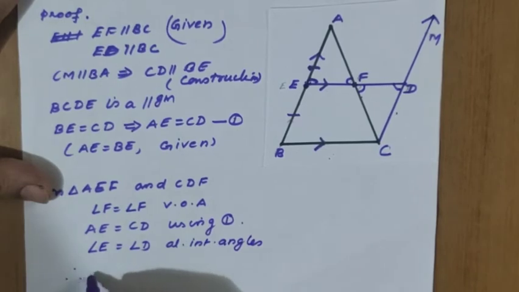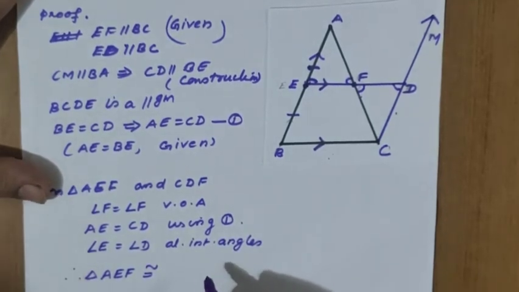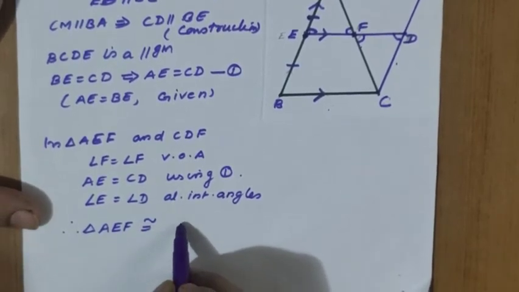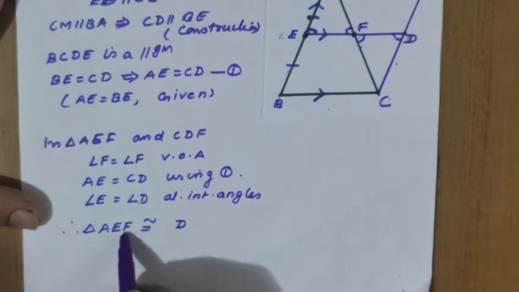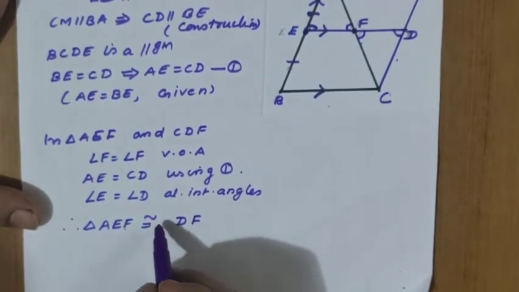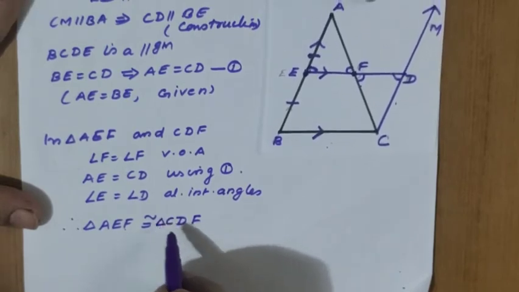So what can we write? Triangle AEF is congruent to which triangle? E equals D only, so the middle letter is D. Angle F equals F, so the last letter is F. So D and F are done, so the first letter becomes C, so triangle CDF.